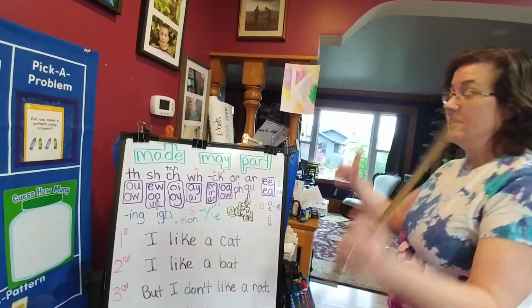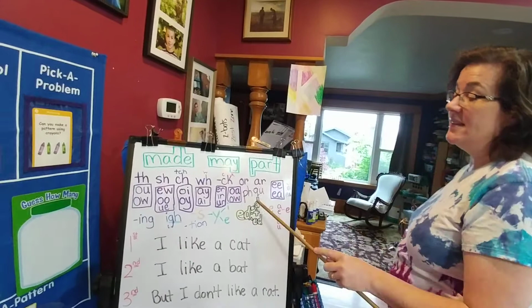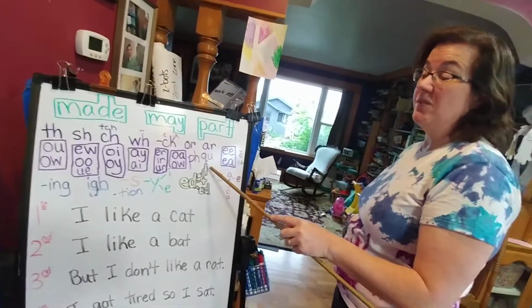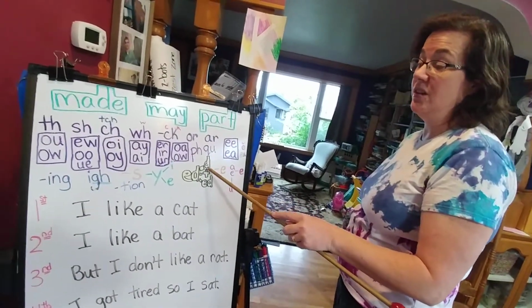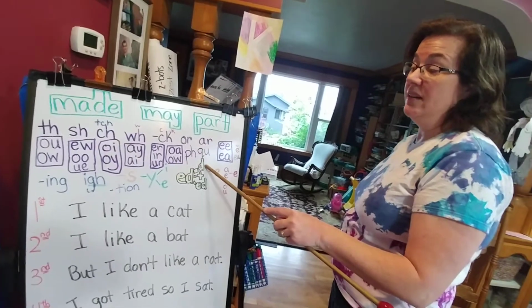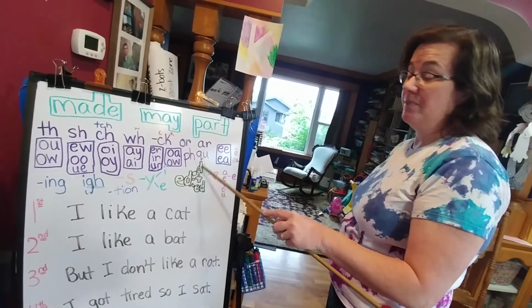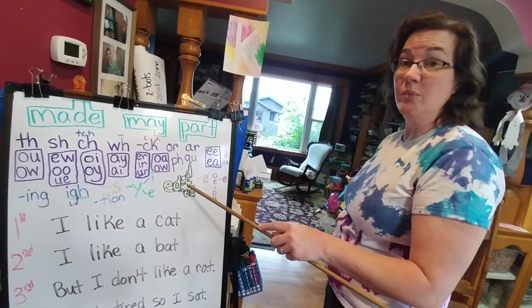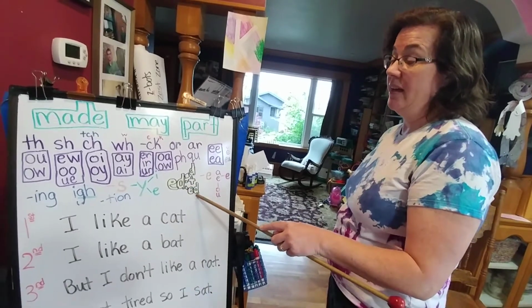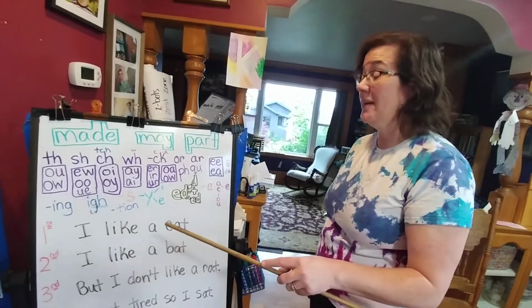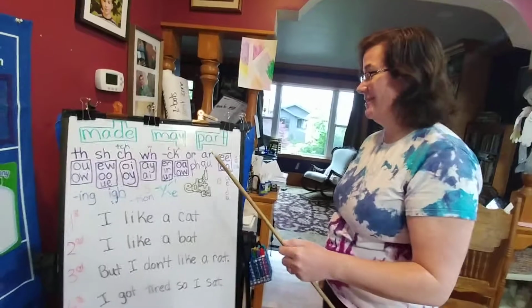ED means it happened in the past. If you have an ED at the end of the word, it can have one of three sounds. It can have a D sound, a T, or an ed. It can have D, like I listened. It can have a T, like I jumped. It can have an ed, like I wanted. I wanted a piece of pie.